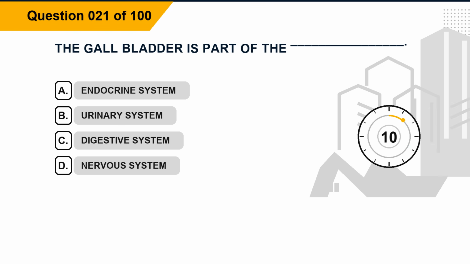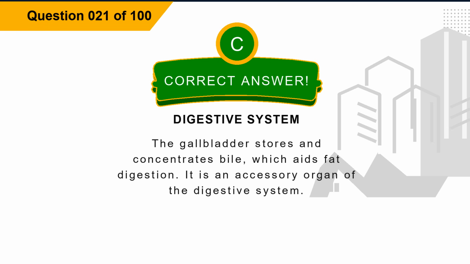Question 21. The gallbladder is part of the blank. Option A, endocrine system. Option B, urinary system. Option C, digestive system. Option D, nervous system. The correct answer is option C, digestive system. Explanation. The gallbladder stores and concentrates bile, which aids fat digestion. It is an accessory organ of the digestive system.